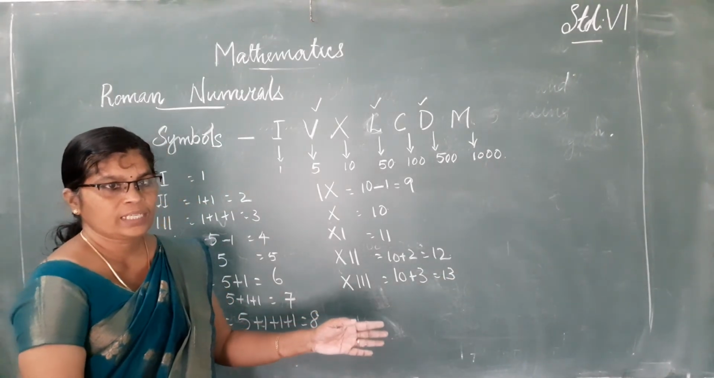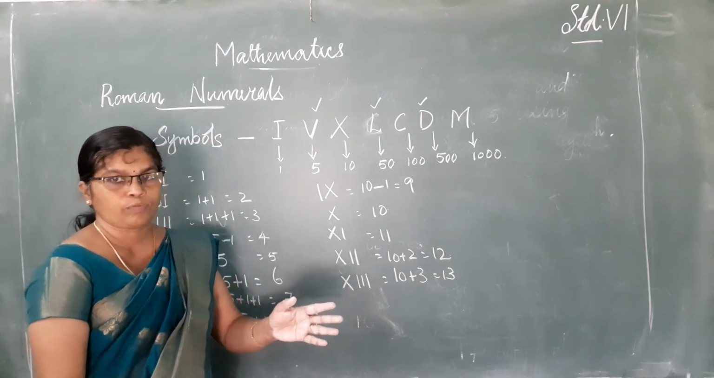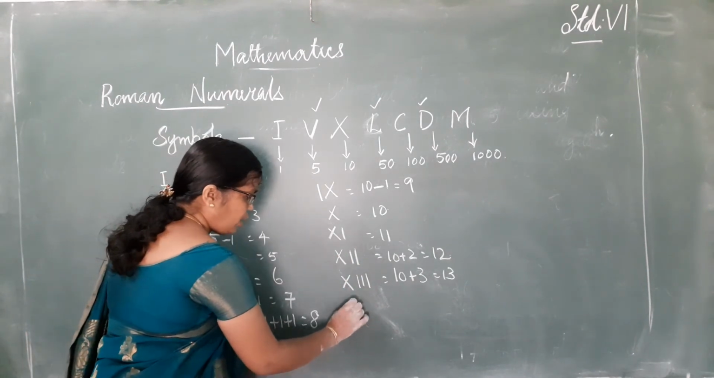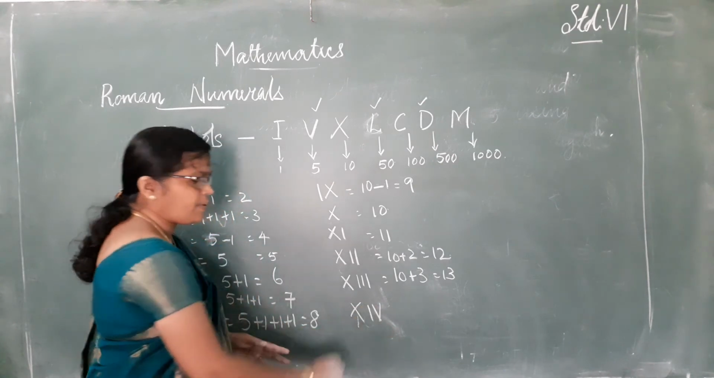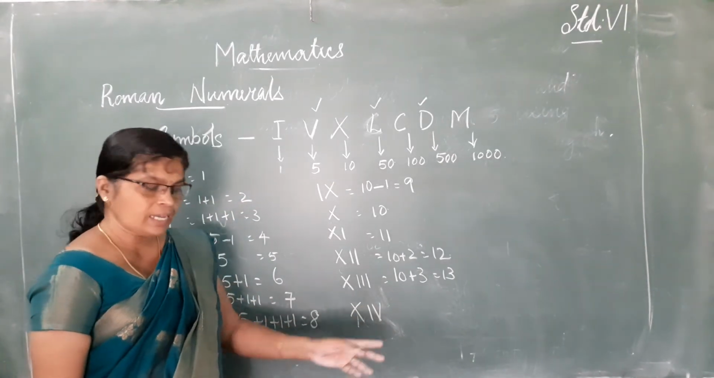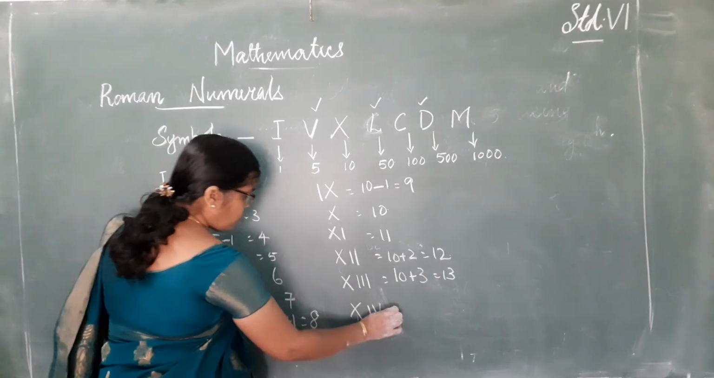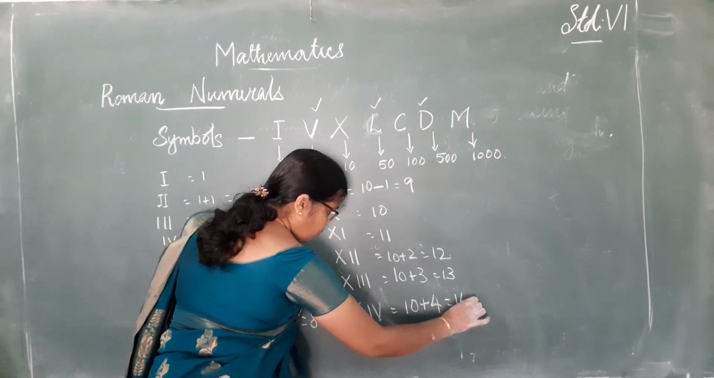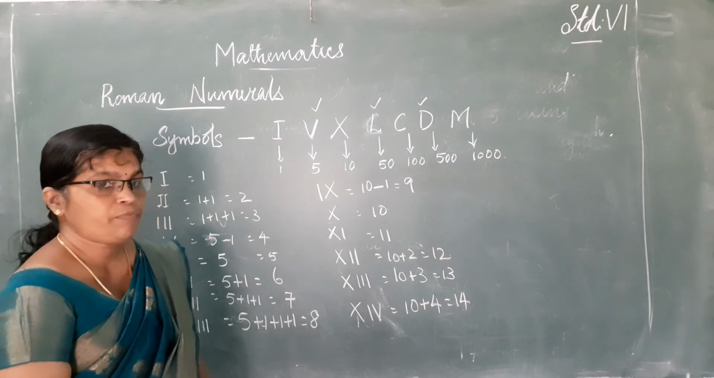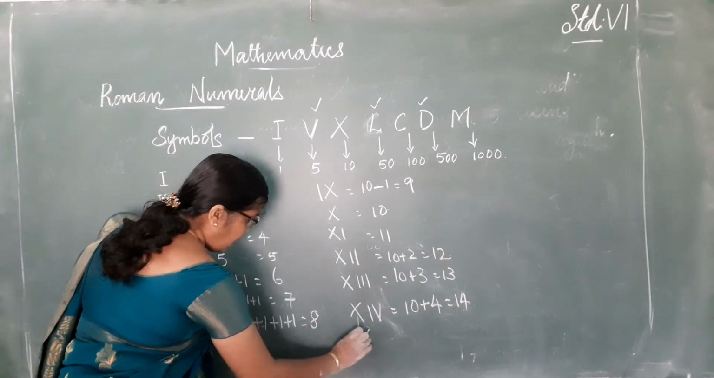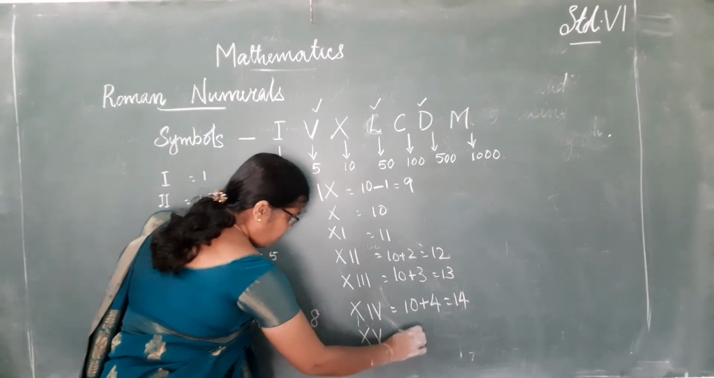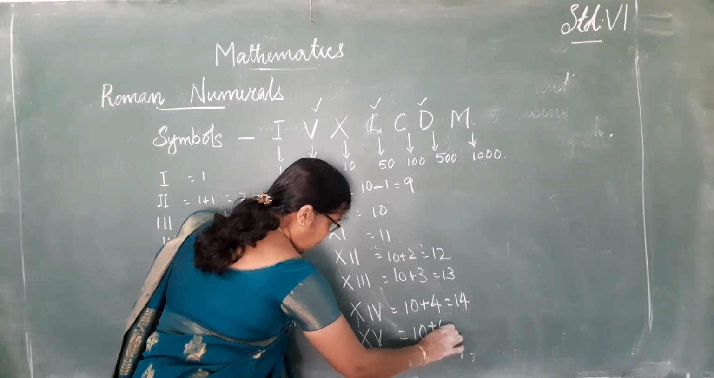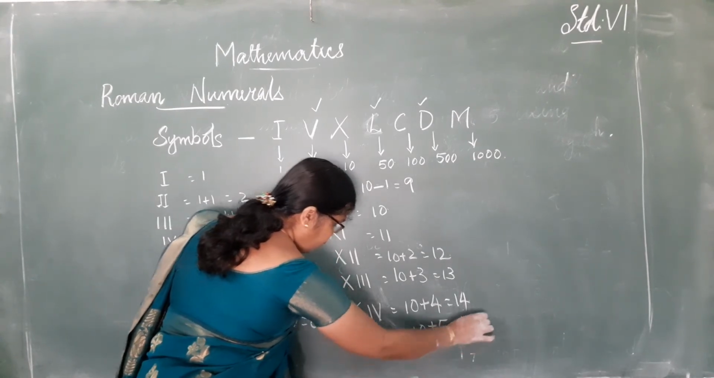Then what do we have to write? 10 plus 4 is 14. 10 we know and 4 also we know. 4 is IV. This is 10 and 4. 10 plus 4, that is equal to 14. Then 15, how will you write? 10 and 5. 10 plus 5, that is equal to 15.